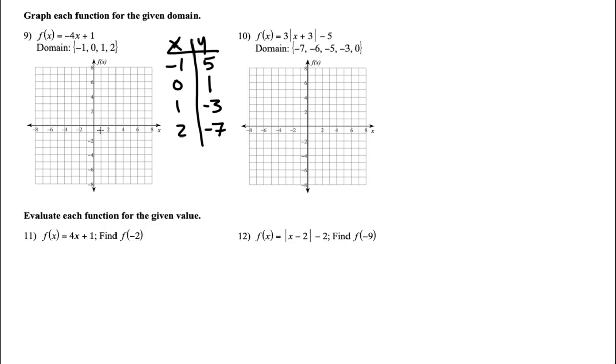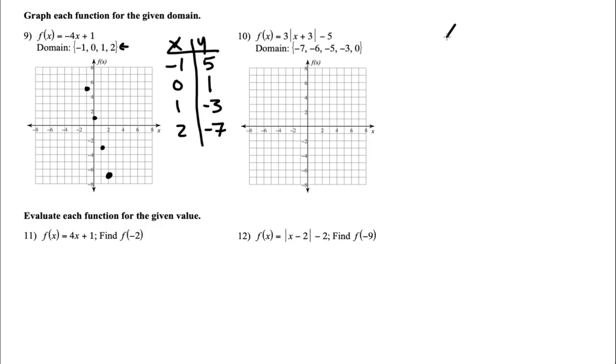So I just have to graph these. -1, 5, 0, 1, 1, -3, and 2, -7. So these are the 4 points graphed for these 4 x's. I get these 4 y's. I can do the same thing right here.